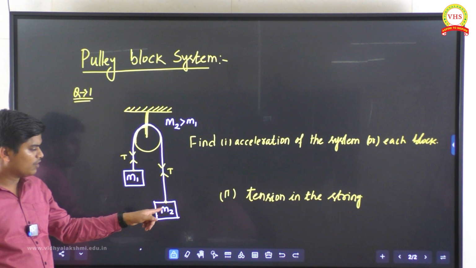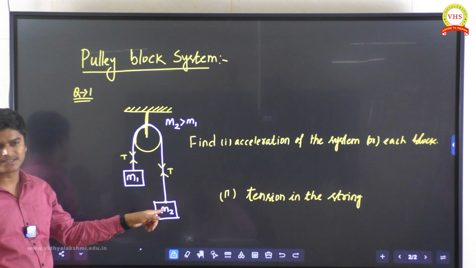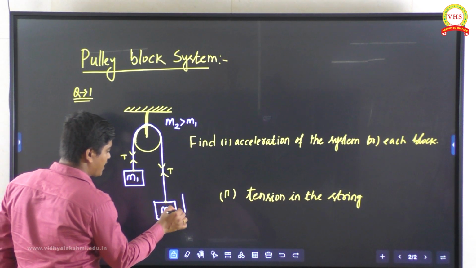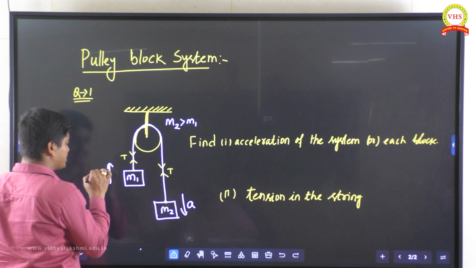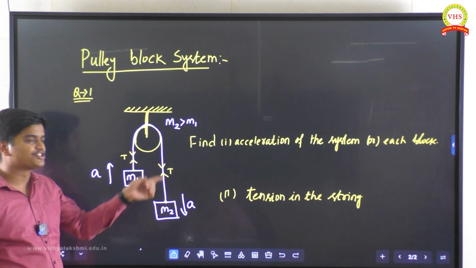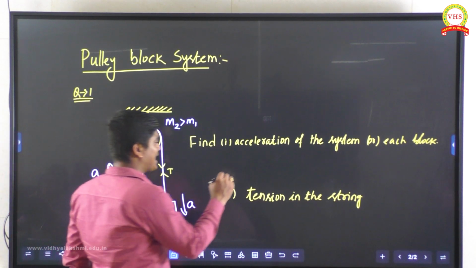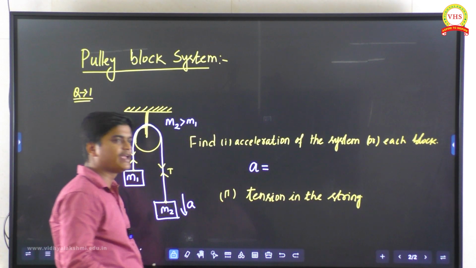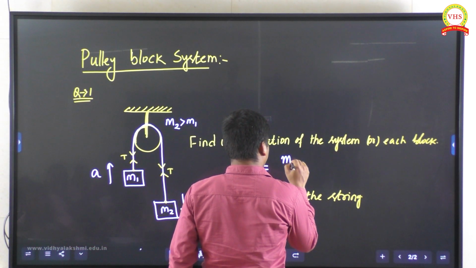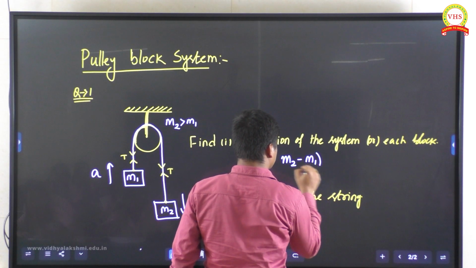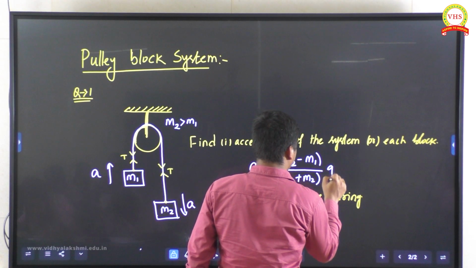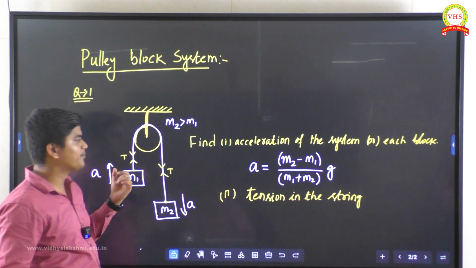Okay. Now, what will happen? This M2 is the heavy mass. It will definitely go down with acceleration A. With the same acceleration, this object will go upward, with the same acceleration A. So this is the acceleration of the system or acceleration of each block. What is that acceleration? Let me write A. Now I'll write like this. This M2 is the heavy mass, so I'll write heavy mass minus light mass divided by addition of both the masses, into g. So this is the formula for acceleration.